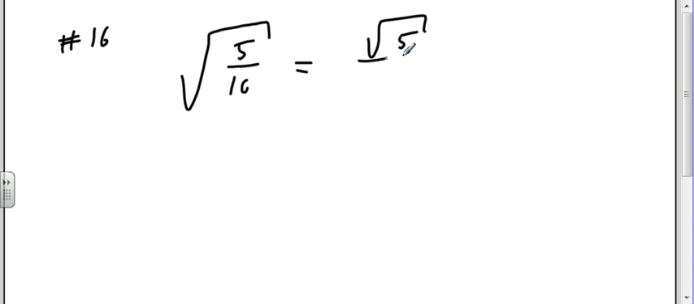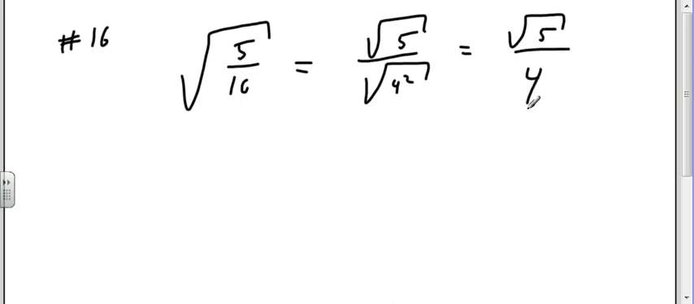I have the square root of 5 over 16. I recognize 16. I can rewrite it as the square root of 5 divided by the square root of 16. I recognize the square root of 16 as 4 squared, so I can rewrite that as the square root of 5 over 4. And that would be a reasonable thing to do. We'll go down to 29.